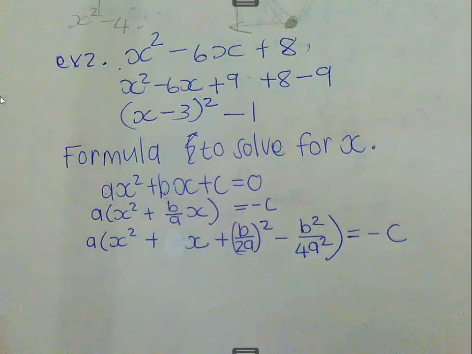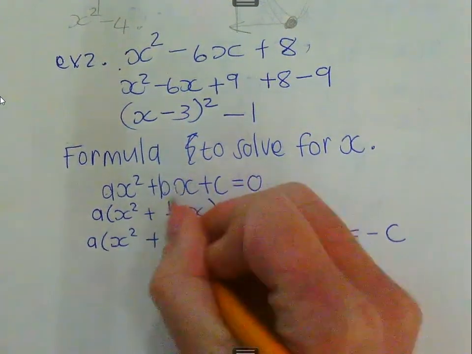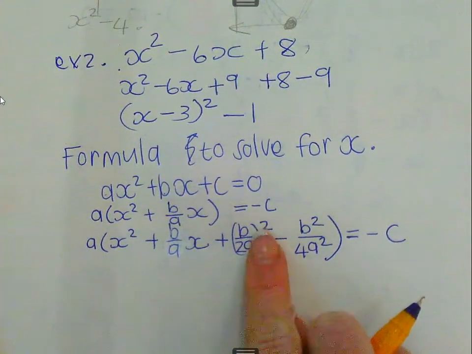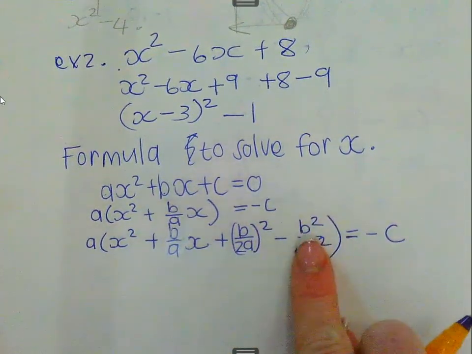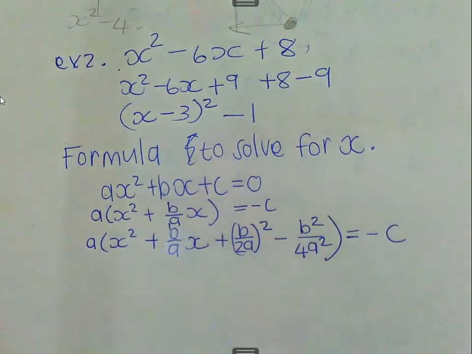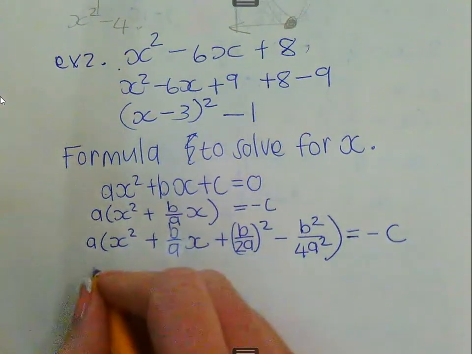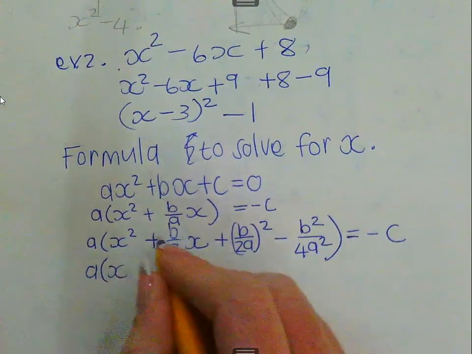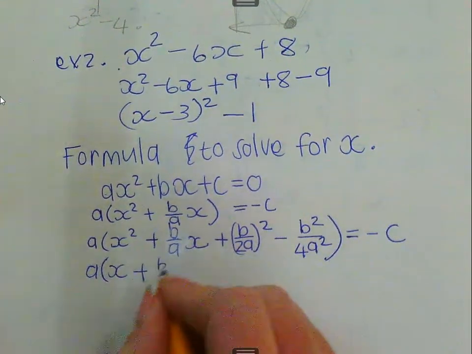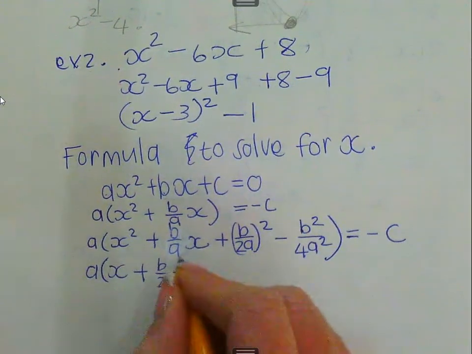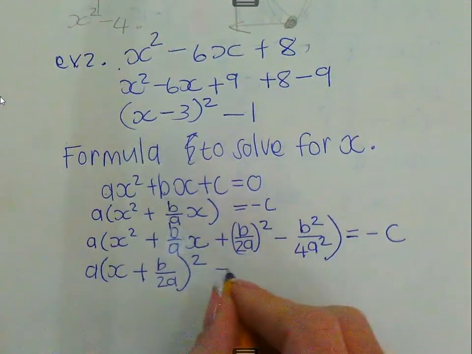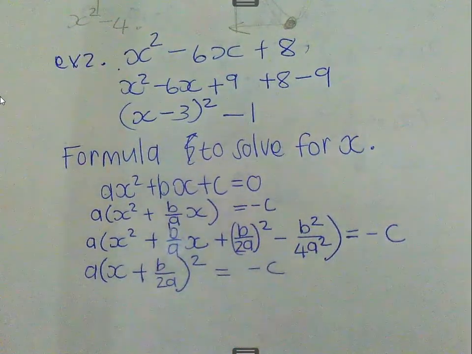Okay. So I just took the b over a, I divided it by 2, I squared it, and then I added it. And then I also subtracted it. Okay, so here I'm left with a bracket, this one square root, this one sine, this one square root, close the bracket, square. And on this side, I have minus c. Now quickly check what happens.